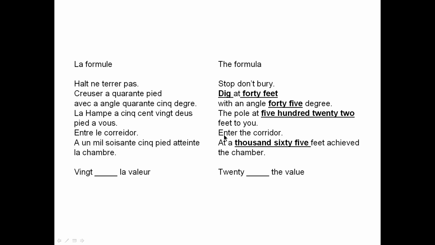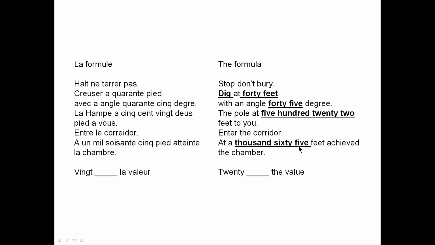So the next one is enter the corridor. And it is necessary here, really, and I know it's not in the cipher, that you basically distinguish where the ends of each of these statements end. So we have enter the corridor, and then it says at 1,065 feet.